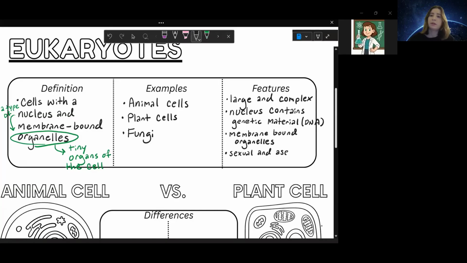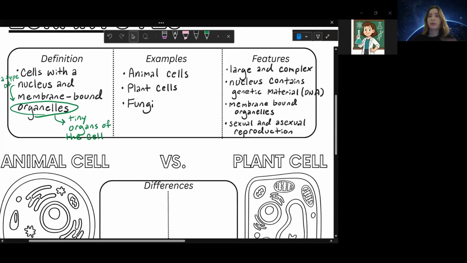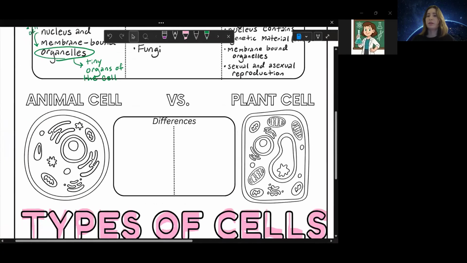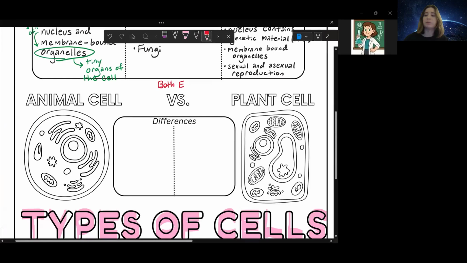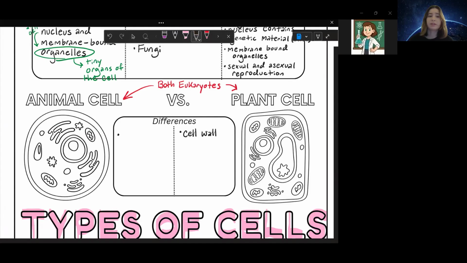And eukaryotic cells can also undergo either sexual or asexual reproduction. So sexual meaning we need two parent cells, and asexual meaning you do not need a second parent cell. So that could be a cell pulling apart or reproducing with itself. Now, with eukaryotes, we have two subcategories that we're going to talk about, which are animal cells and plant cells.